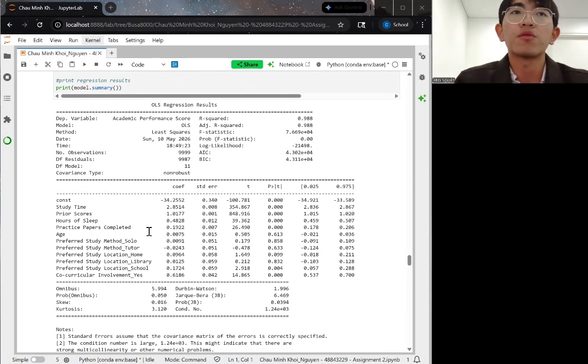Additionally, the hours of sleep, the practice papers completed, the extracurricular activities at school, and the co-curricular involvement were also statistically significant predictors. However, the preferred study methods were not statistically significant because their p-value exceeded 0.05.